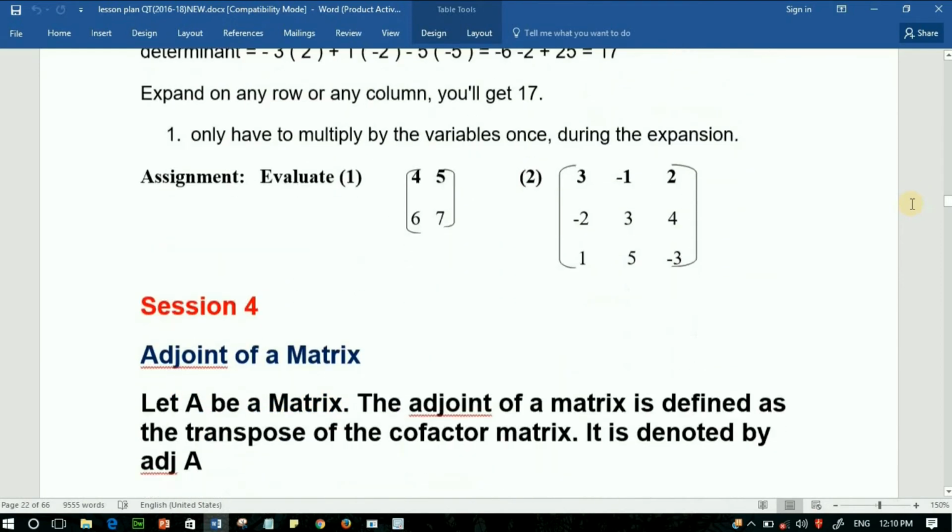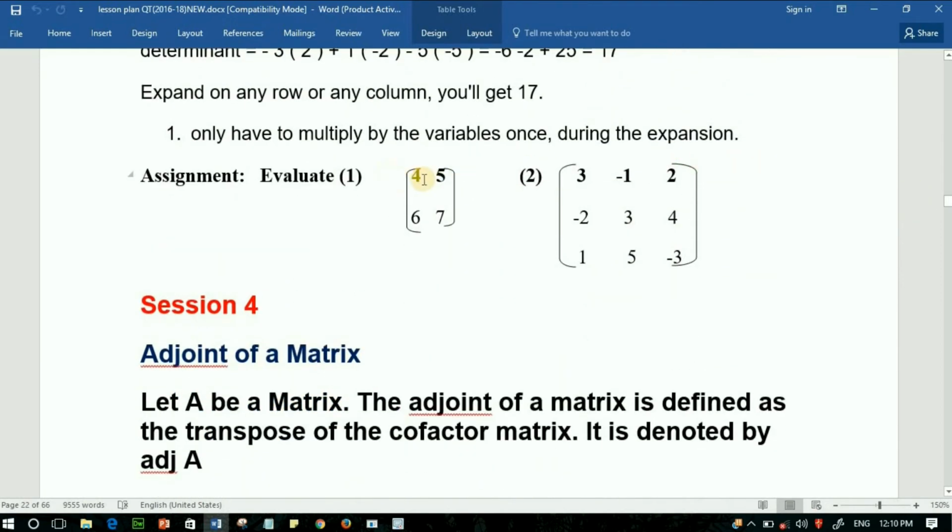Another example: how to evaluate A is equal to 4 5 6 7. The determinant of A is equal to 4 into 7 minus 6 into 5.